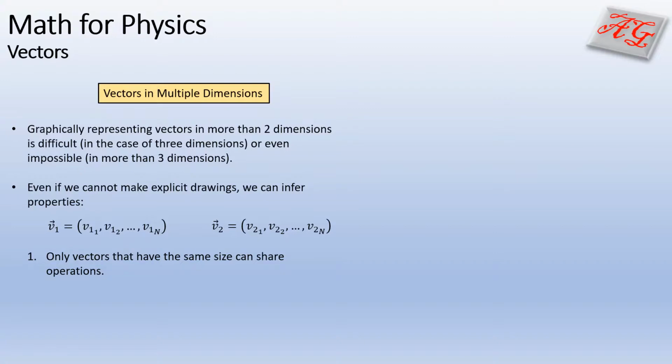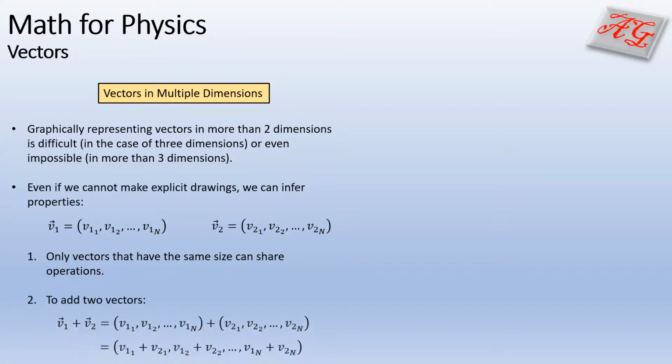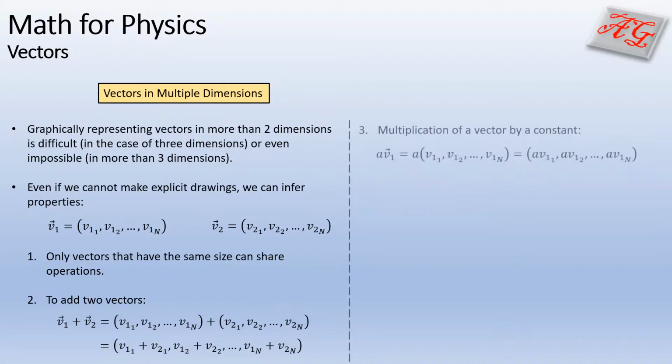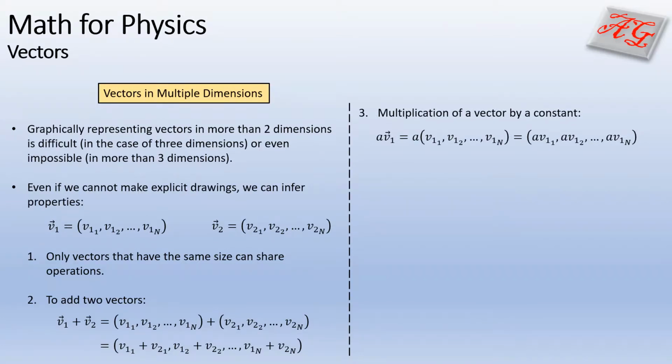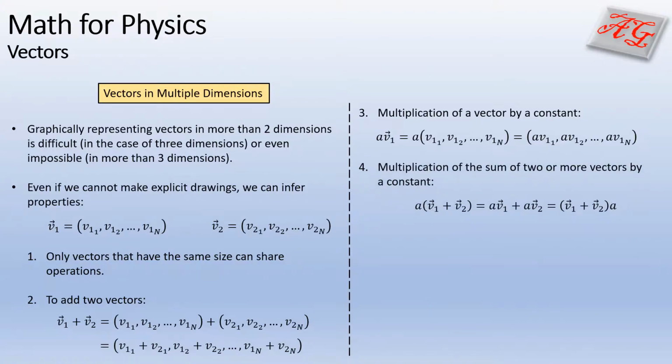We are now going to assume that the size of the first vector is the same as that of the second vector. So to add 2 vectors, you write the sum, then you replace the vectors with their list forms, and to add the 2 vectors, you add the corresponding entries, as we have already done with the 1 and 2 dimensional vectors. To multiply a vector by a constant, you multiply each entry of the vector by the constant. Multiplying the sum of 2 vectors by a real number from either side is the same as multiplying each vector by the real number and then adding them.